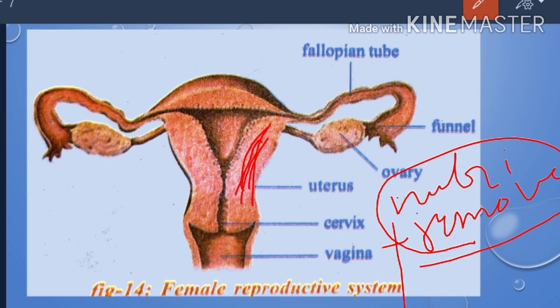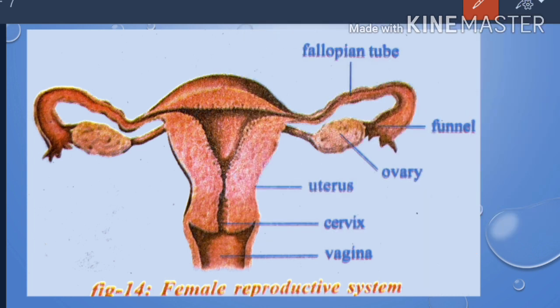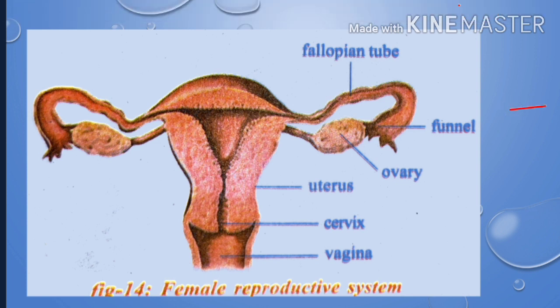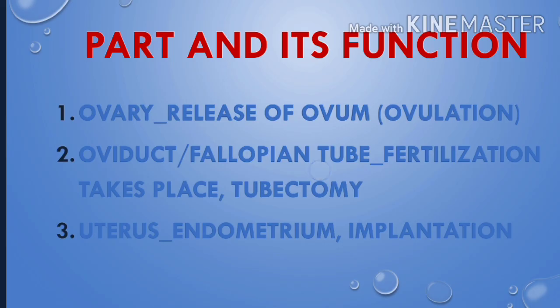If fertilization does not take place in the fallopian tube, the ova will disintegrate, that means degenerate, and the walls of the endometrium will be removed in the form of menstrual fluid. So this is all about the female reproductive system. Now we are moving to practice these questions.